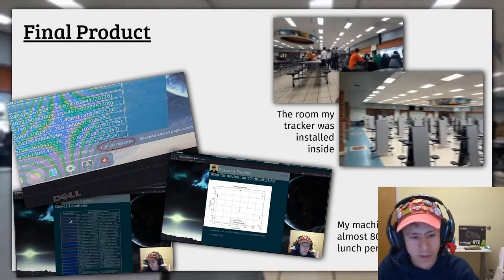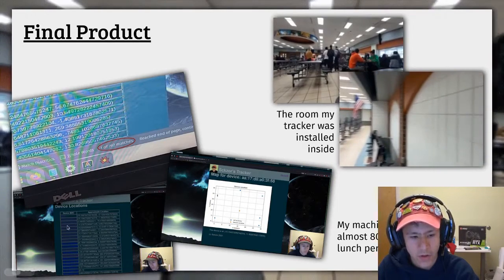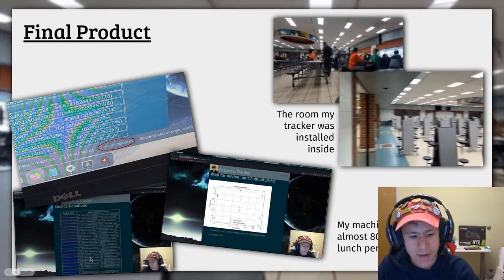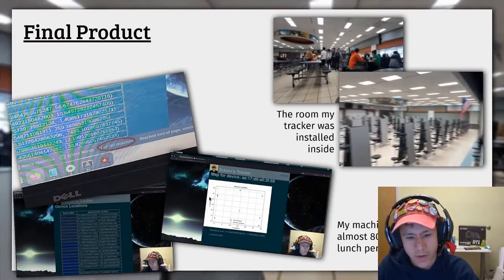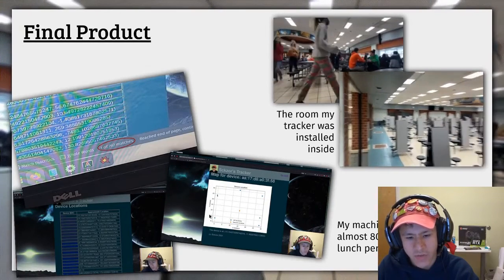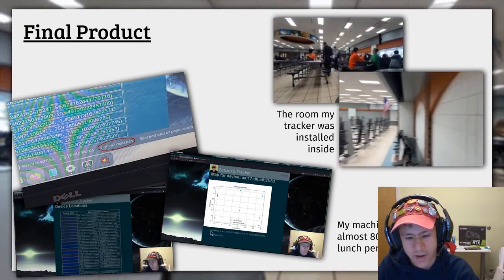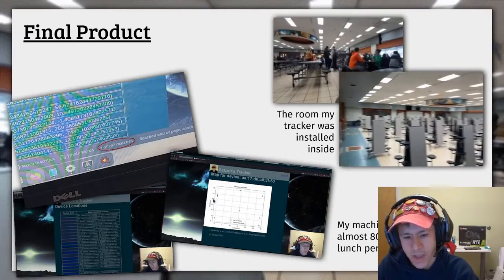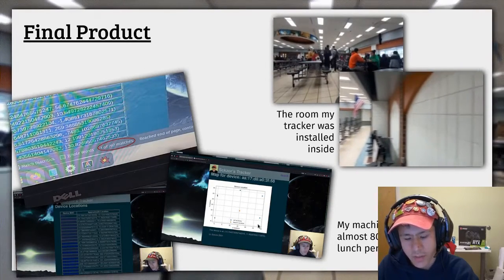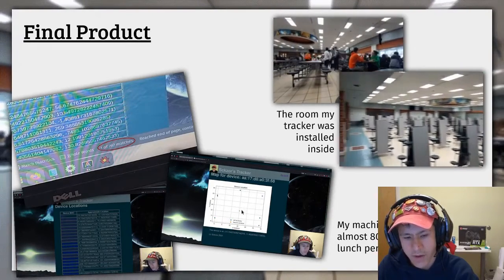In the most bottom left photo, you can see a list of all the devices that it found and an approximate location for each one of them. In the photo next to it, you can see a unique web page that it generates for each device that it finds. It reiterates the approximate location in numbers, and it also shows a graph that shows the approximate location visually of the device in the room.